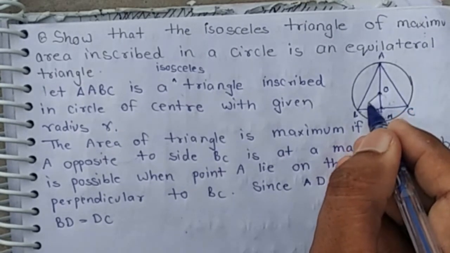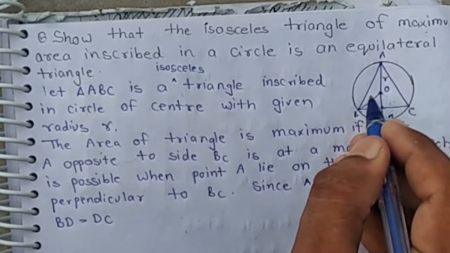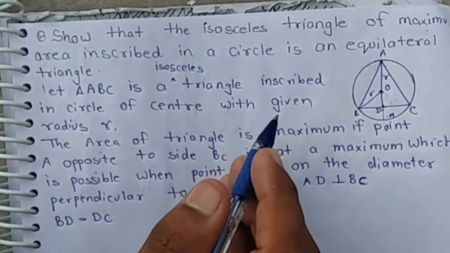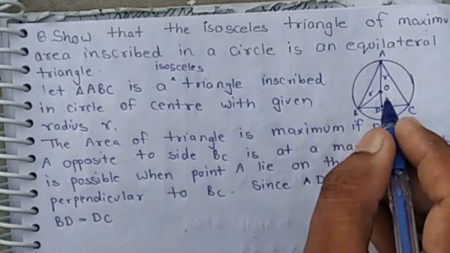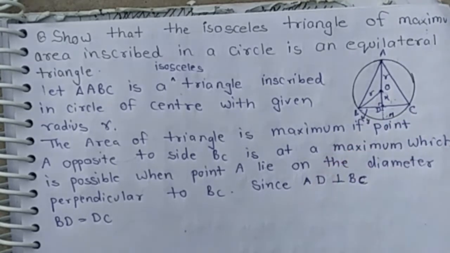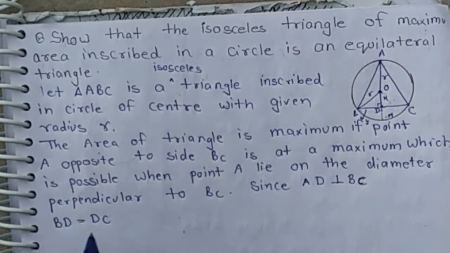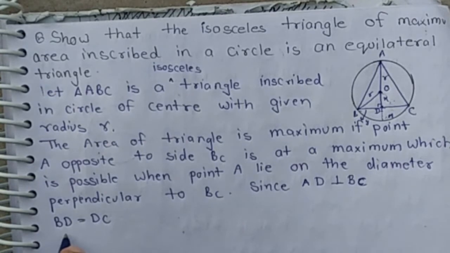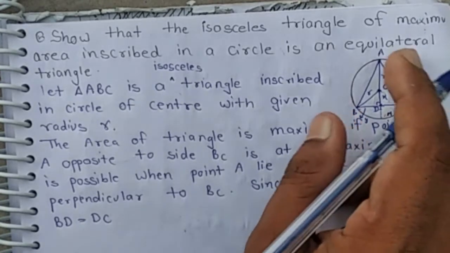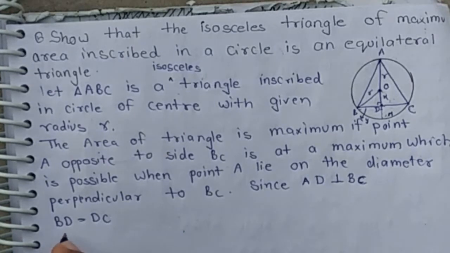Let us join BO and AO, let it be R, and let OD be X, with angle at D 90 degrees, and BD is Y. Now R is constant, a circle is given. We have to prove that this triangle is an equilateral triangle if its area is maximum.